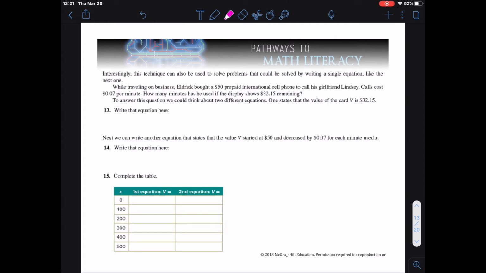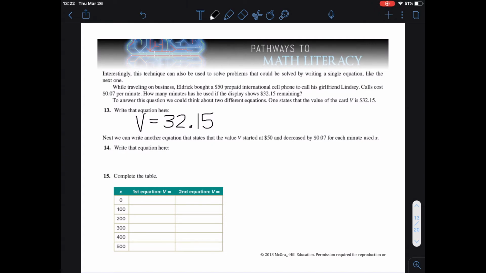How many minutes has he used if the display is showing a balance of $32.15 remaining? So we can think about this question with two different equations. One tells us the value of the card is $32.15. So if we want to write that as an equation, the value, V, is $32.15.